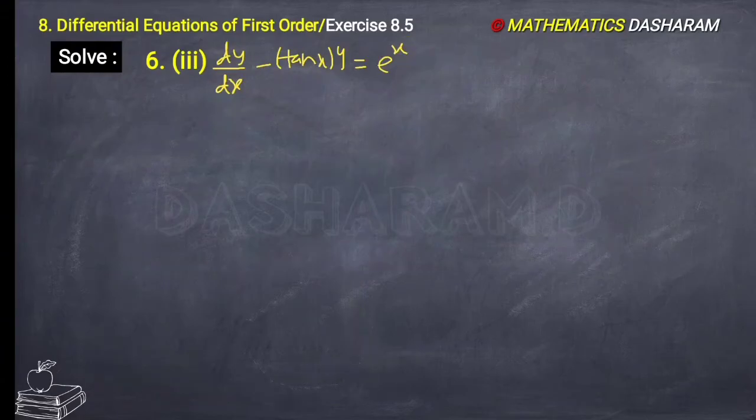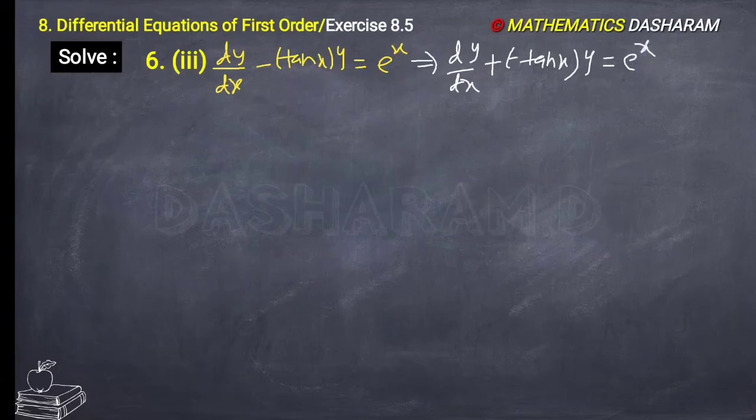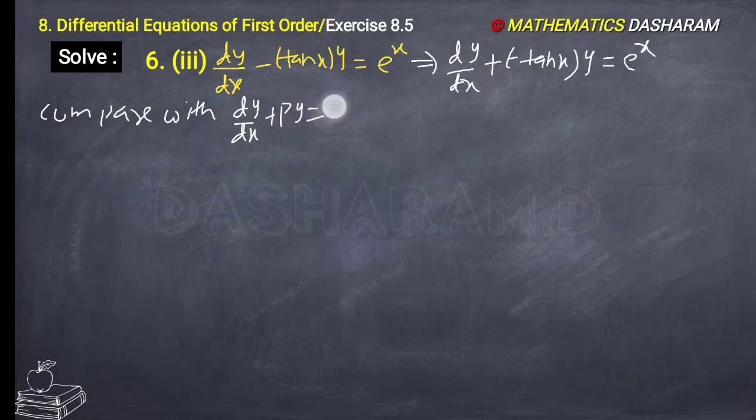Third question, dy by dx minus tan x into y equals e power x. So this implies dy by dx plus of minus tan x into y equals e power x. Now compare with the standard form, dy by dx plus p into y equals q. So here the p value is minus tan x and the q value is e power x.